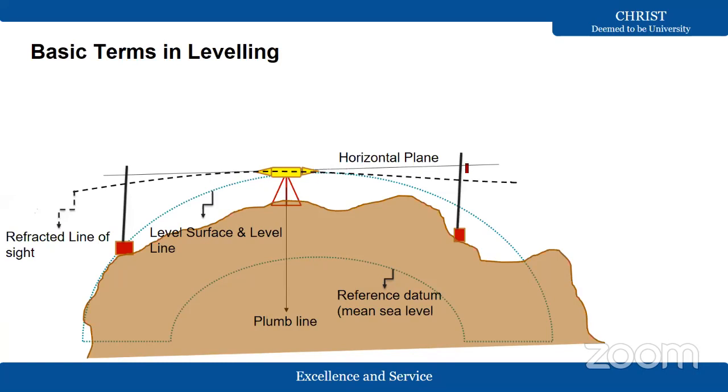Now we have 4 terms here. The surface of the mean sea level is called a level surface. On the level surface, if you draw a curved line touching the level surface, it is called a level line. If you draw a plane tangential to the level surface, it is called a horizontal plane. If you draw a line on the horizontal plane, then it is a horizontal line.